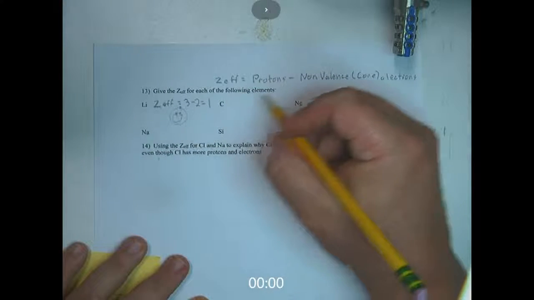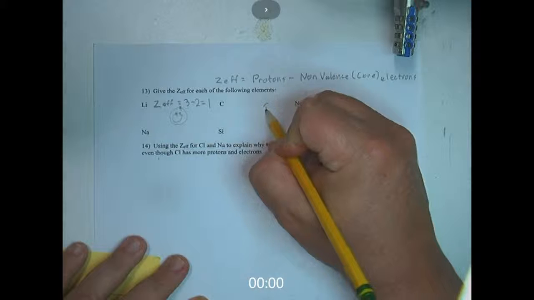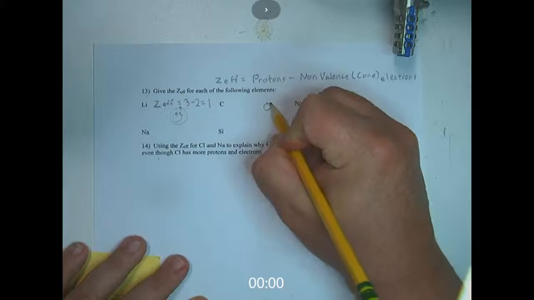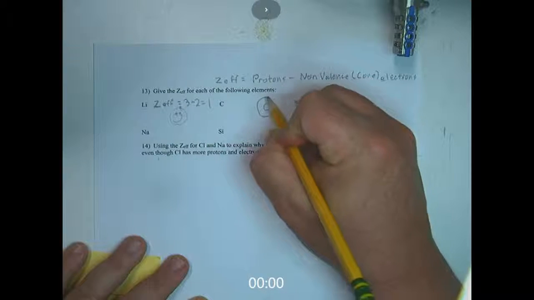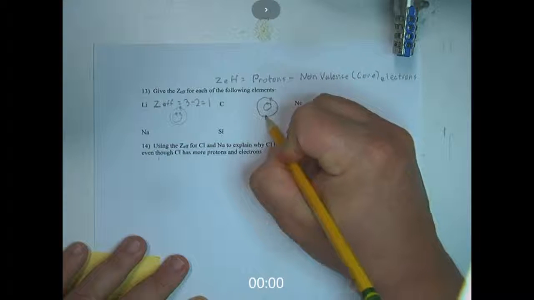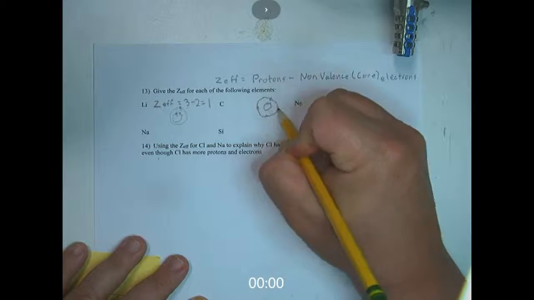Carbon, let's do the same thing. Let's do a little sketch. So carbon has 2 core electrons, and then it has 1, 2, 3, 4 valence electrons.